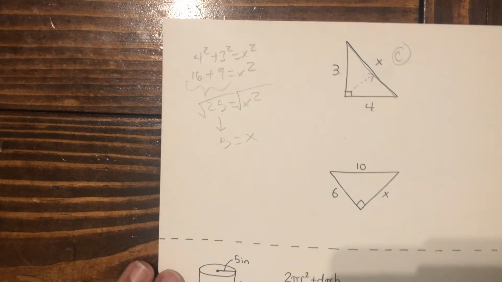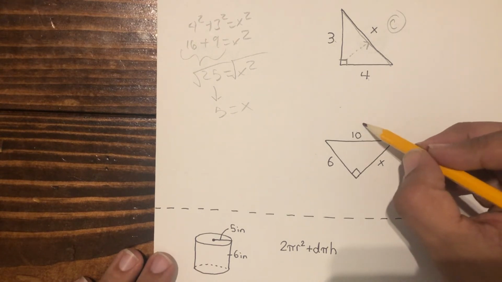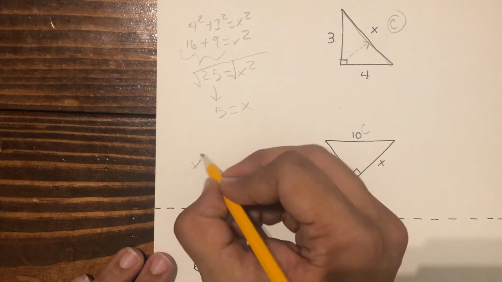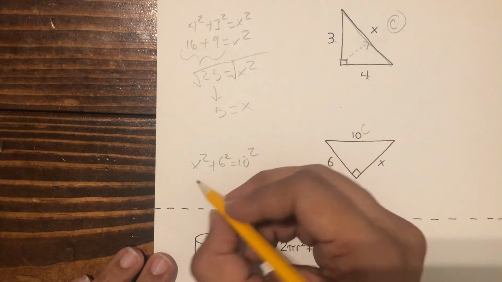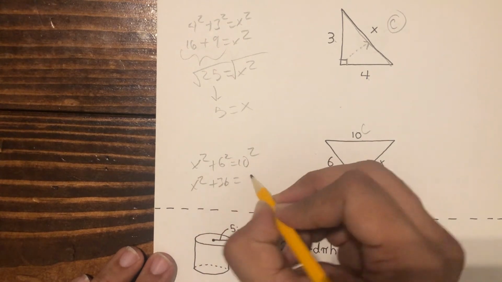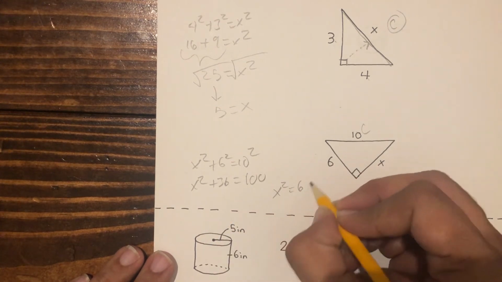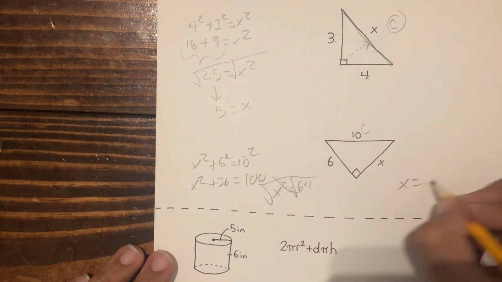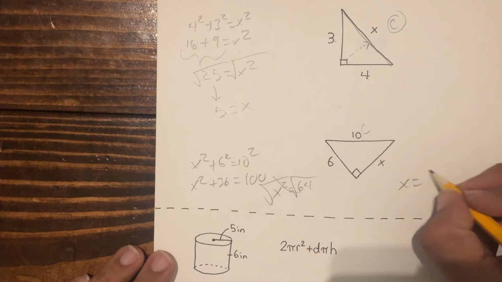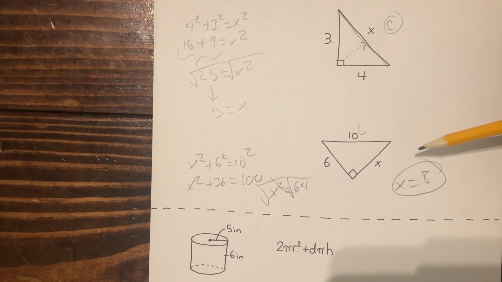So that's that one. Now here, x is over here, but this is the hypotenuse. This is c. These are not. So I'm going to make x over here plus 6 squared equals 10 squared. So that's going to make x squared plus 36 equals 100. If I subtract 36 on both sides, x squared equals 64. Square root, canceled. X is now 8. Okay, so these are the only two scenarios you can get in Pythagorean's theorem. It's going to be this one or it's going to be that one.